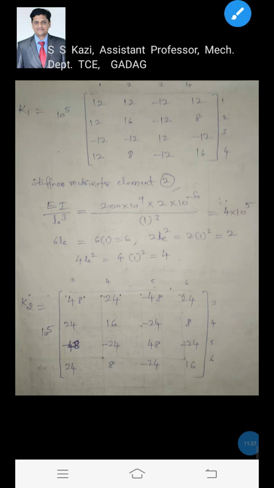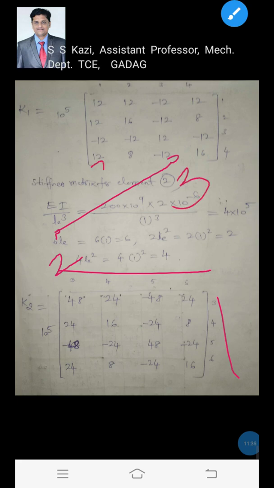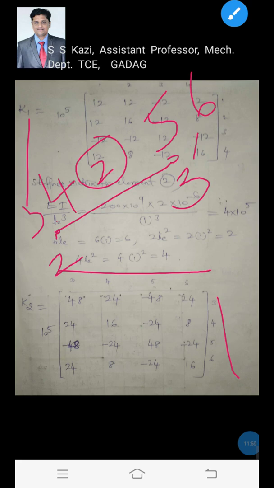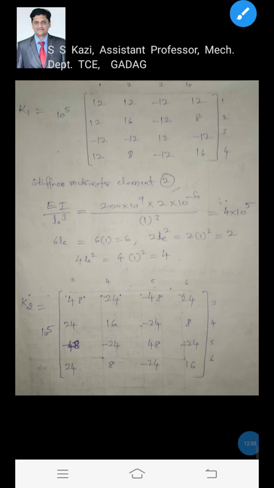Okay, and I wrote the DOF numbers for this matrix, 3 4 5 6, 3 4 5 6, because if you consider the second element, that is the node numbering 2 to 3, here DOF numbers for node number 2 are 3 4, and for node number 3 are 5 6. DOF number 3 indicates the deflection at node 2, DOF number 4 indicates rotation at node 2, DOF number 5 indicates deflection at node 3, and DOF number 6 indicates rotation or slope at node 3. That's why the DOF numbers have to be written 3 4 5 6, 3 4 5 6.